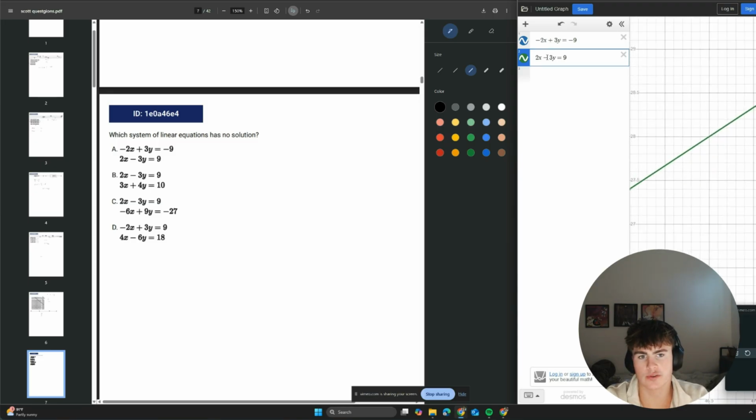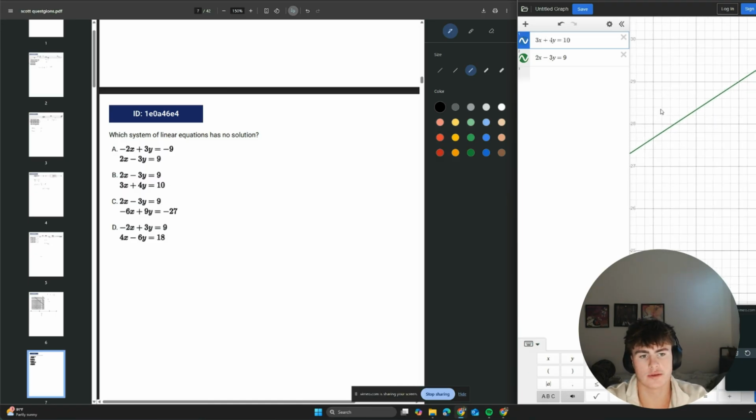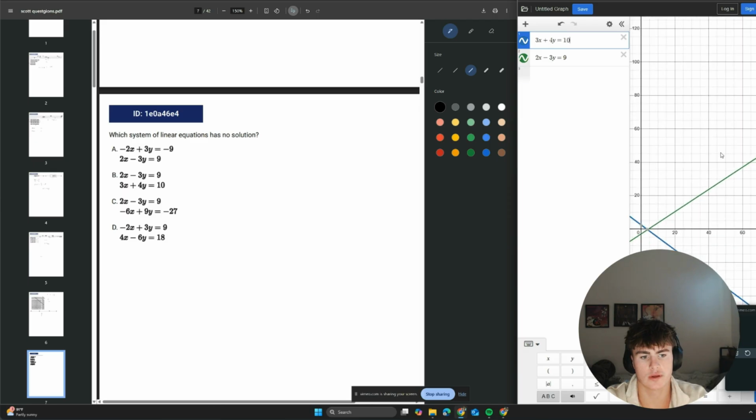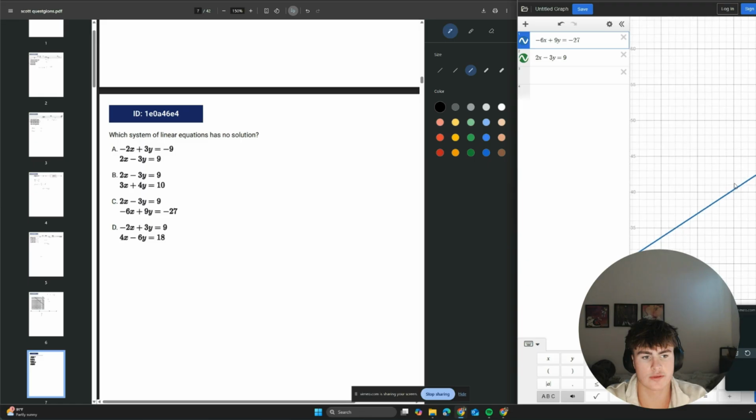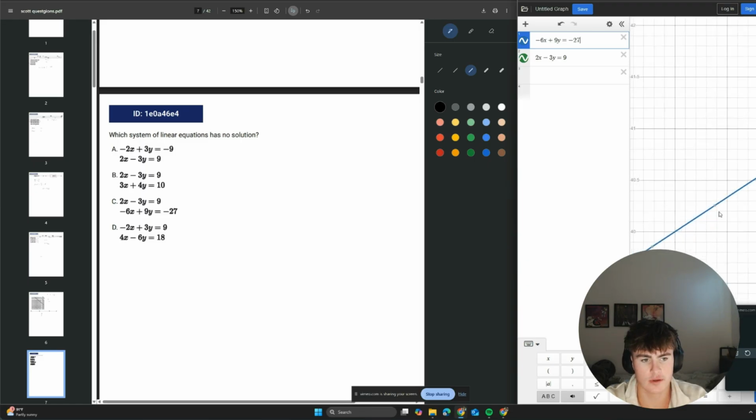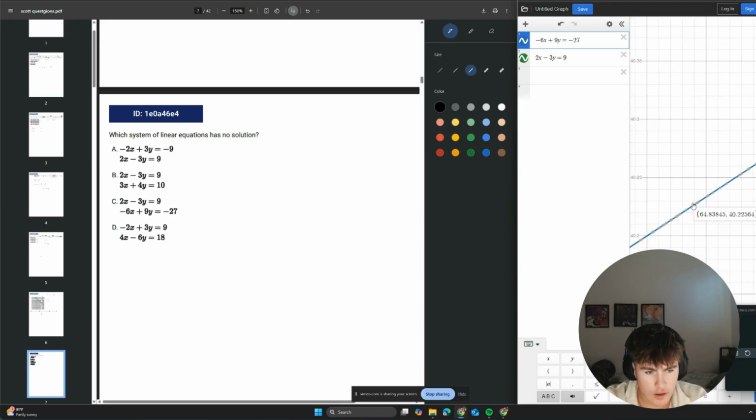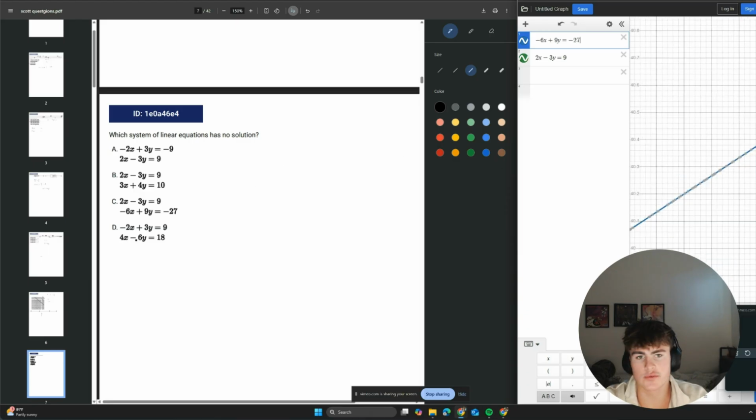Next one, you have 2x minus 3y equals 9, and we have 3x plus 4y equals 10. Let's see if these are parallel. Zoom out a little bit. No, they intersect, so it's not B. Then we have 2x minus 3y equals 9, and we have -6x plus 9y equals -27. Is this going to be infinite as well? I hope not. Yeah, so this is going to be infinite for sure. This one.